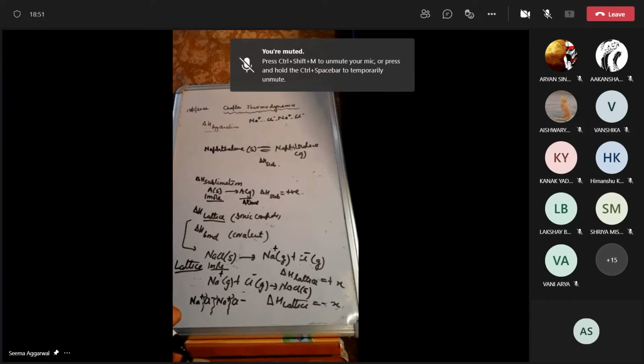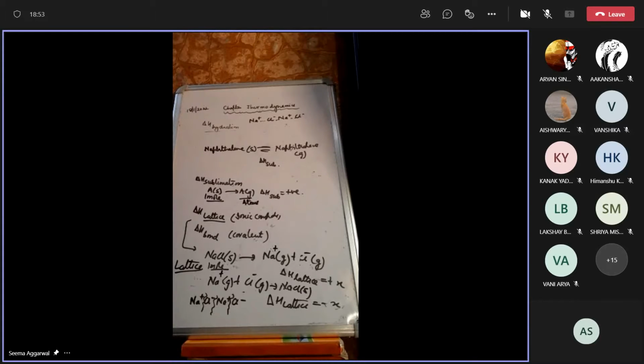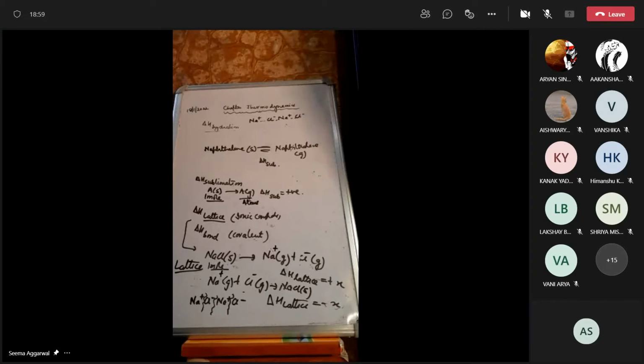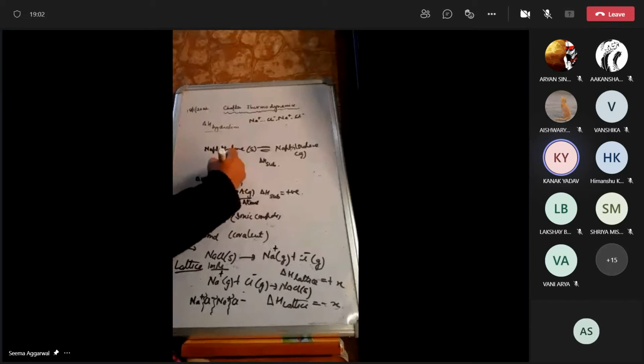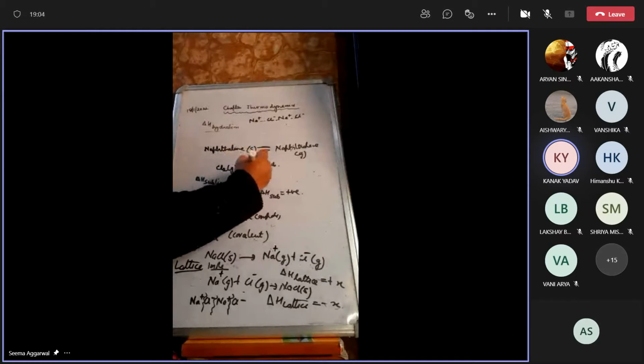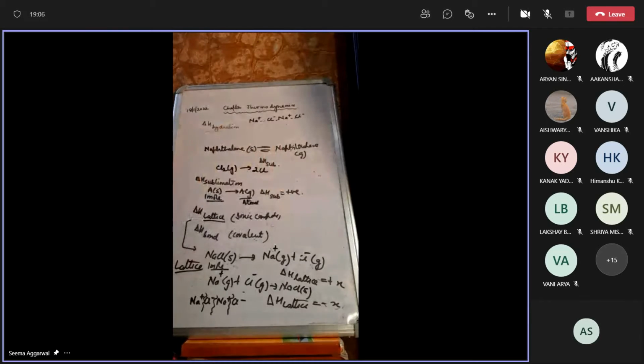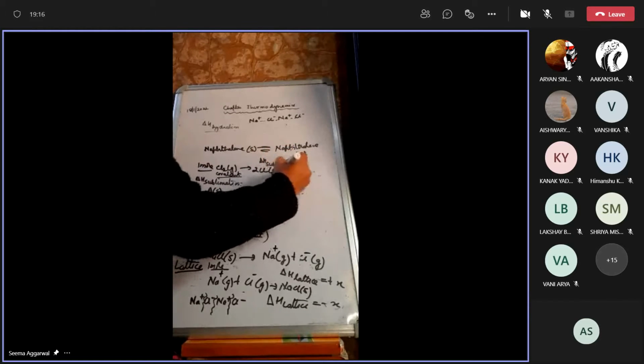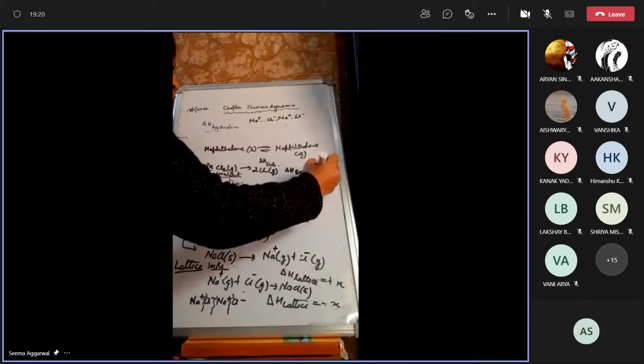Yes. Okay. Now, what is the meaning of bond energy? What is the difference between bond enthalpy and lattice energy? Bond is for covalent bonds and lattice is for ionic compounds. Chlorine gas is a covalent compound. If we take 1 mole of chlorine and convert it to its gaseous atoms, it is called bond energy or bond enthalpy.